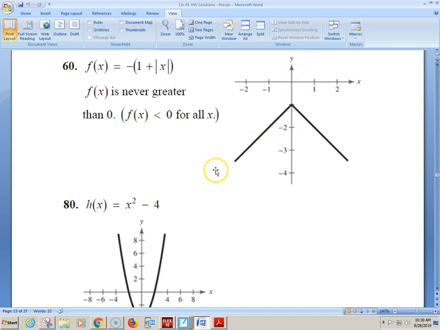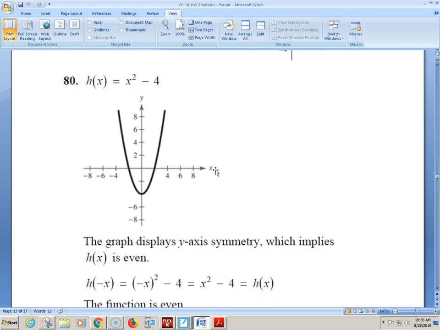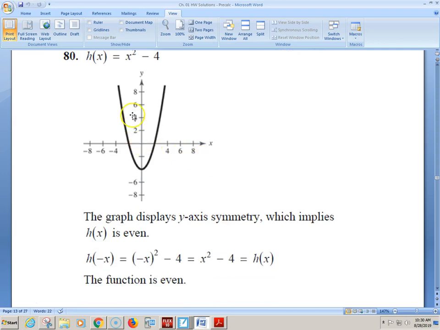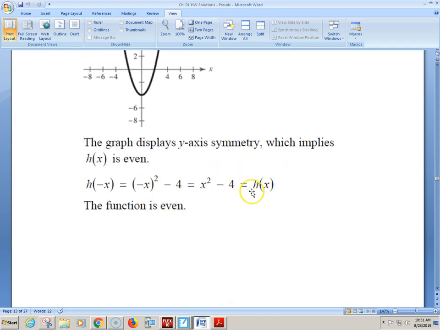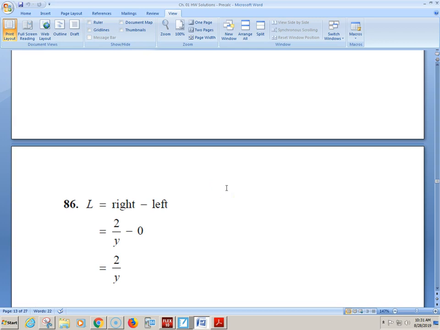Oh, you asked this one yesterday, I think, or maybe period 5 or period 4 did. But this one does go above. But it wasn't asking that. It was asking even or odd. So this one's even because it has y-axis symmetry. You could tell from the graph, or you could tell from plugging in and it stays the same.